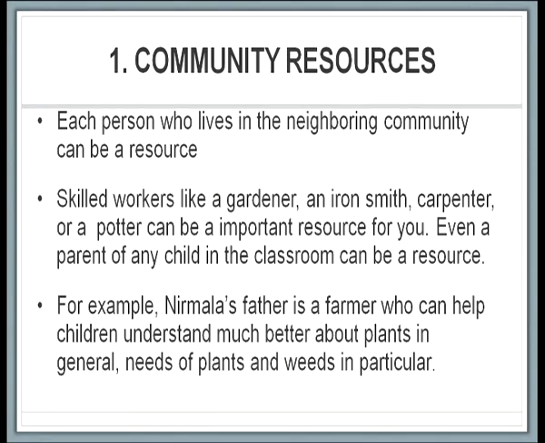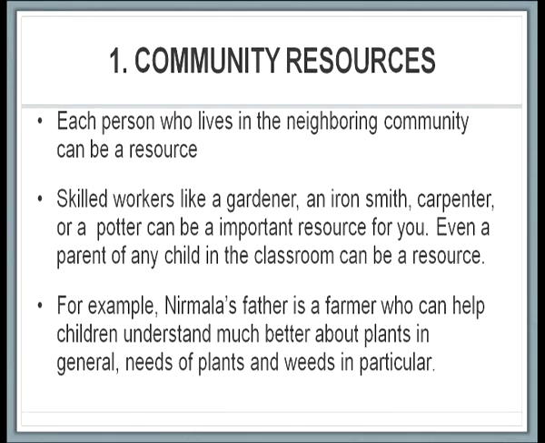Well, there are community resources. What are these resources? Each person who lives in the community can be a resource. Yes, a farmer can be a resource, a gardener can be a resource, an ironsmith can be a resource, even a potter can be an important resource for you. Even a parent can be a resource. If a parent has a pet at home, the parent and the child can bring the pet to the classroom and it can be a resource for you.